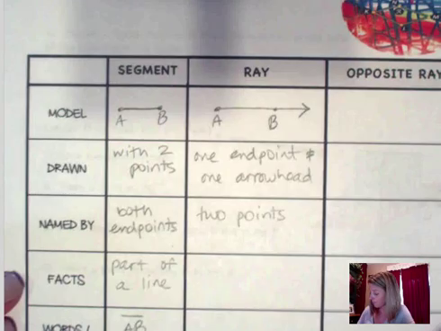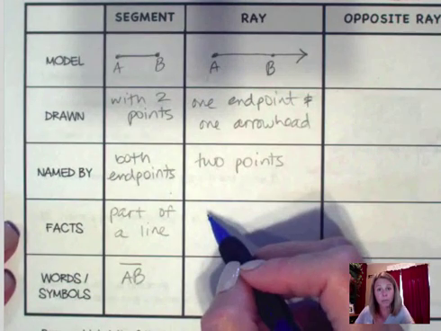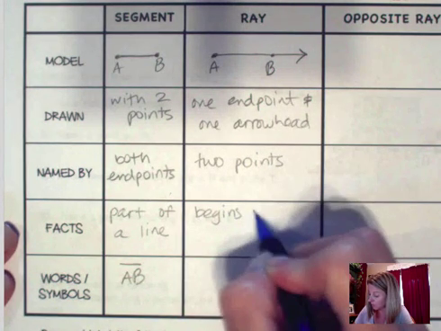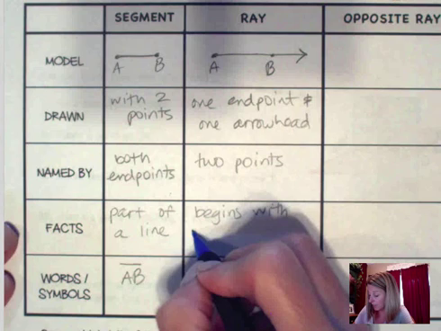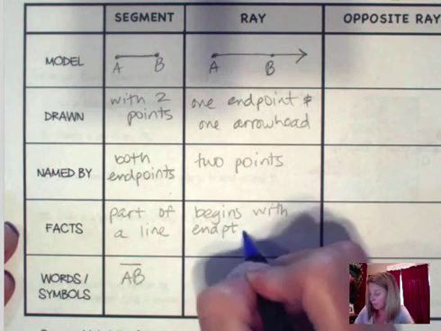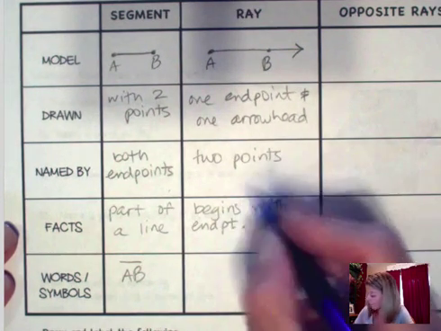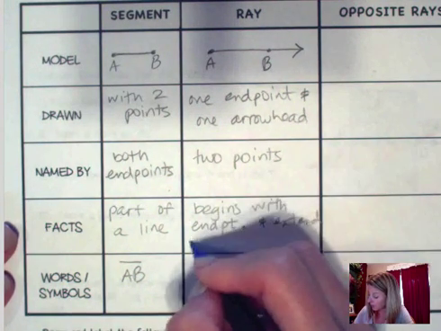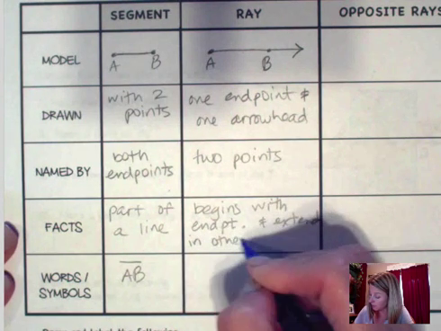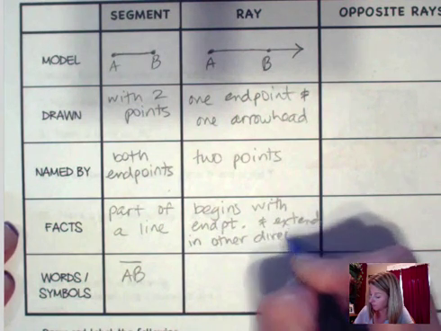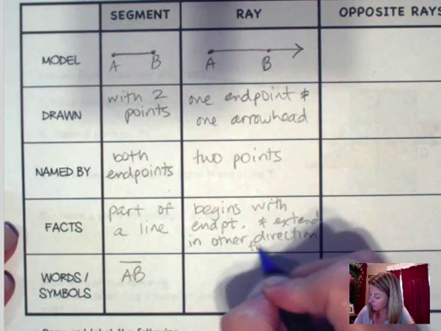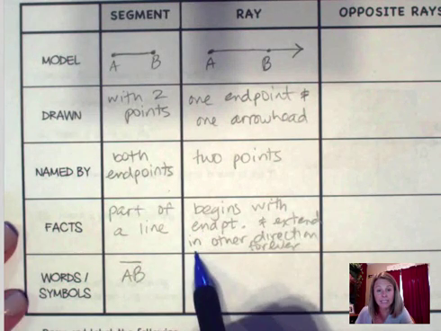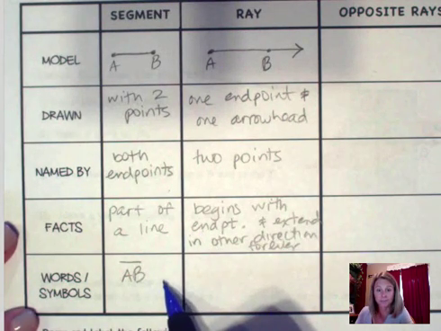Facts about a ray. It begins with one endpoint and goes on forever. Begins with, I'm going to abbreviate endpoint, begins with endpoint and extends in other direction forever.